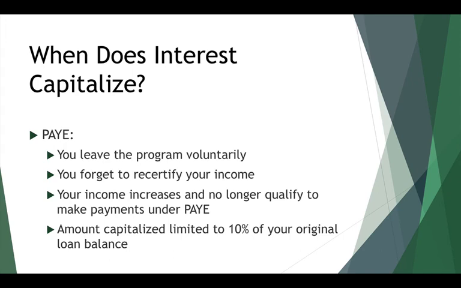Pay As You Earn is a little bit different. Remember that we've got a cap on your monthly income payments. So if you enter Pay As You Earn and you get favorable monthly payments based on your income, but then your income increases beyond the point where your monthly payment is actually higher than it would have been under the 10-year standard repayment plan, you no longer qualify to make payments under PAYE, and that interest capitalizes. You can stay in Pay As You Earn, but the interest that's accrued over time capitalizes, and your monthly payment is capped at that amount that you would have paid under the standard 10-year repayment plan.